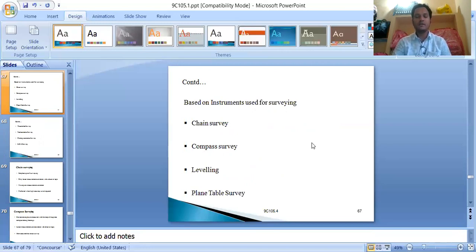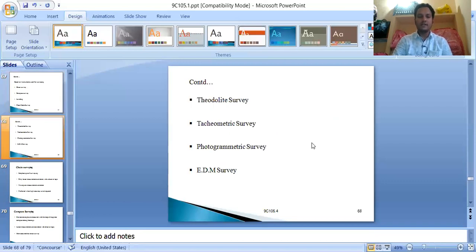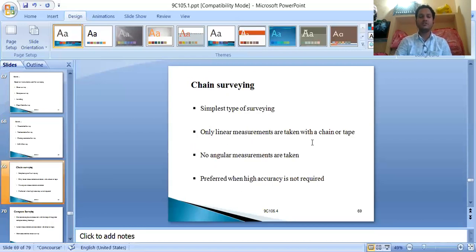We have chain survey, compass survey, leveling survey, plane table survey, theodolite survey, tachymetric survey, photogrammetric survey, EDM survey, etc. So these are the basic surveys based on instruments used in the survey. Chain survey is the simplest form of surveying. Chain is used to take linear measurements, and linear measurements can also be taken with chain or tape. In this, no angular measurements are taken. It is only used to take the linear measurements.